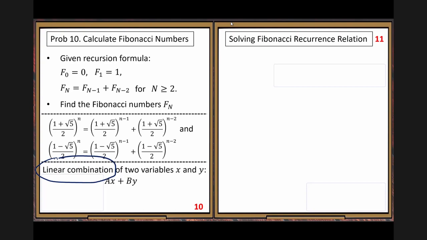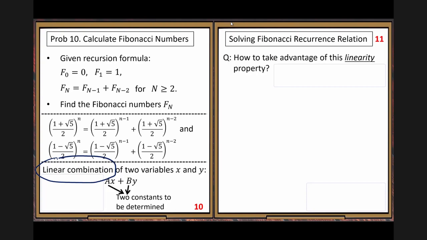Here, x refers to our first special solution and y refers to our second special solution. So we consider a new solution with the form a x plus b y. That's the way we take advantage of the linearity property. Because after we take this linear combination form, we get a new solution.